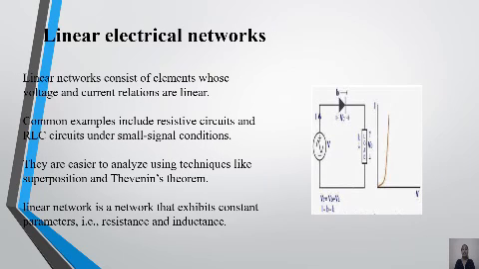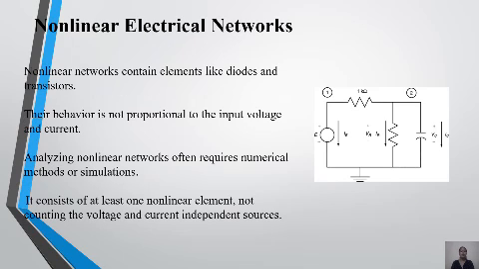Linear electrical networks. Linear networks consist of elements whose voltage and current relations are linear. Common examples include resistive circuits and RLC circuits under small signal conditions. They are easier to analyze using techniques like superposition and Thevenin's theorem. A linear network is a network that exhibits constant parameters, such as resistance and inductance.